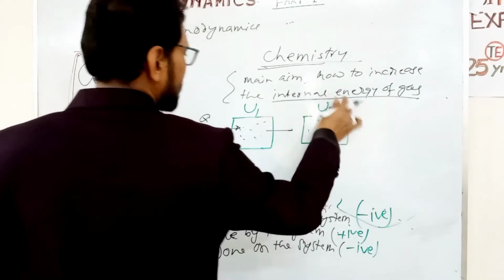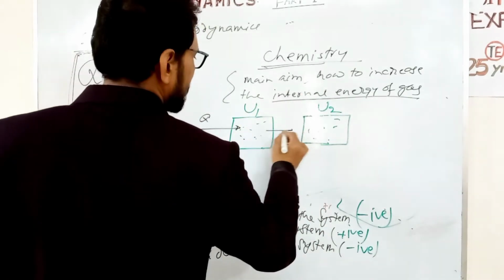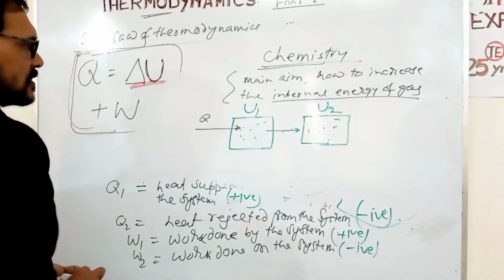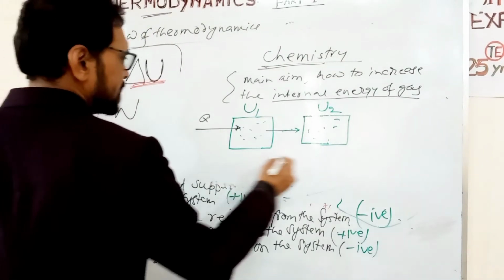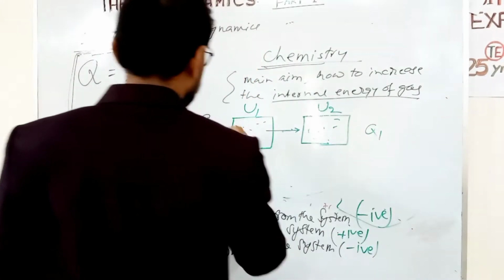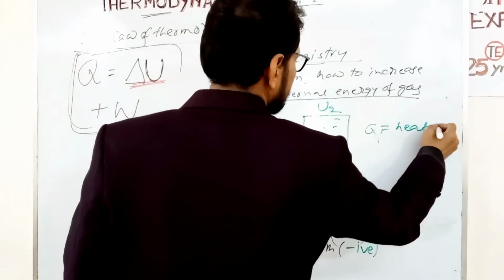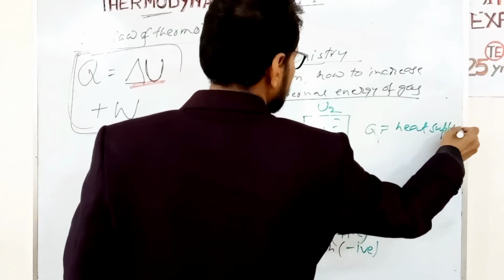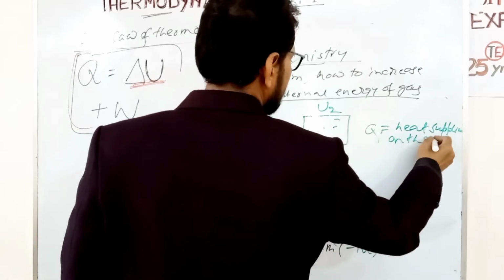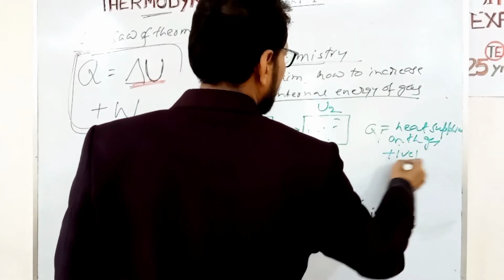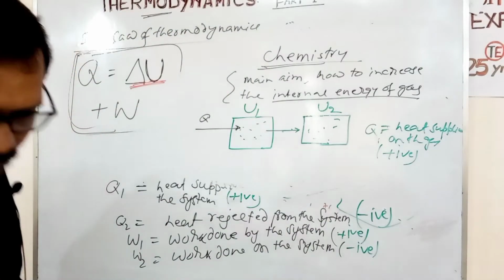Suppose U1 and U2, where U2 is the final internal energy. The internal energy of the gas increases. So here Q is the heat supplied. Heat supplied to the gas, in chemistry, is positive, because heat supplied increases the internal energy of the gas.